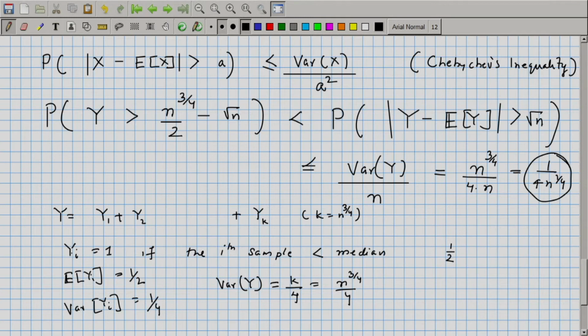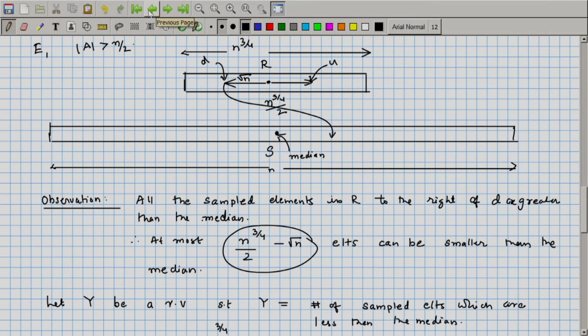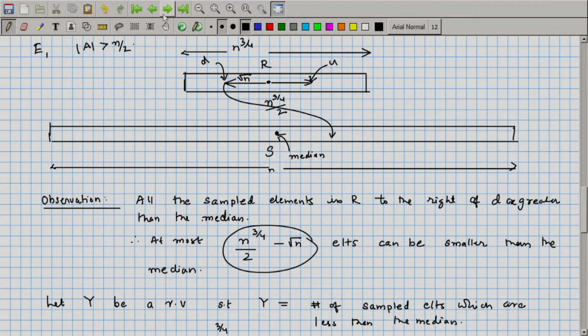So, this is the probability of E1, where E1 was the event that the element d that we found by sampling lies towards the right of the median. The probability of that bad event happening, we have bounded by 1/(4 n^(1/4)).